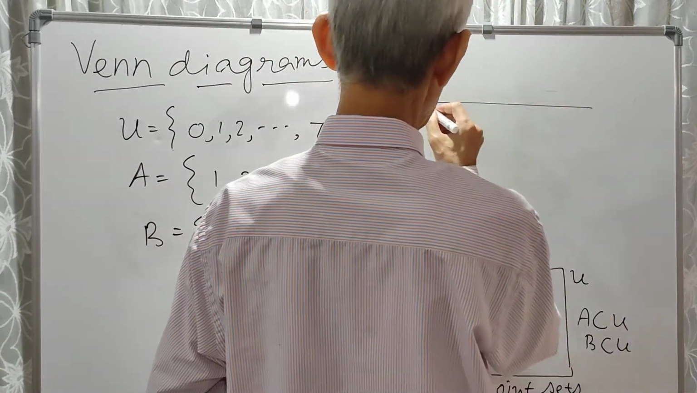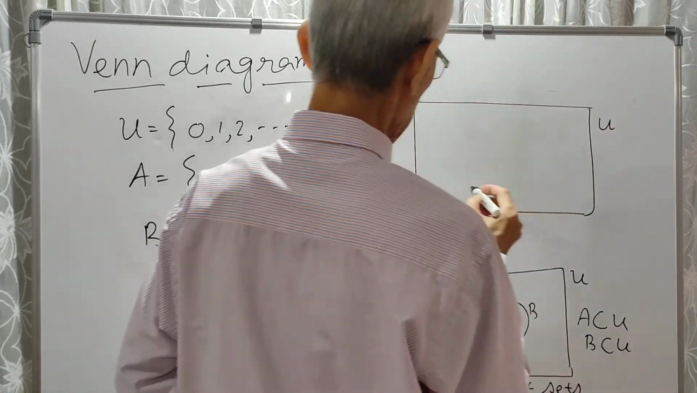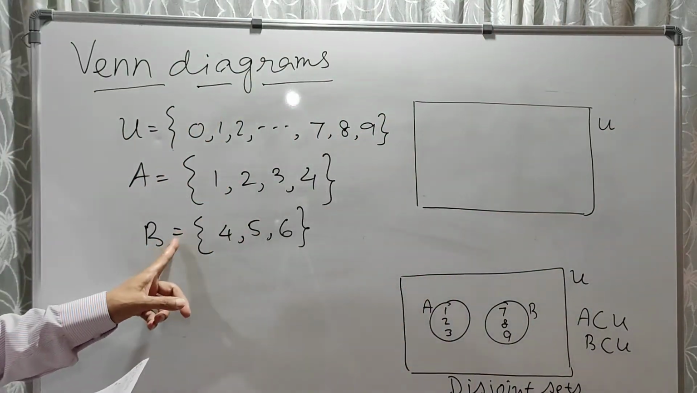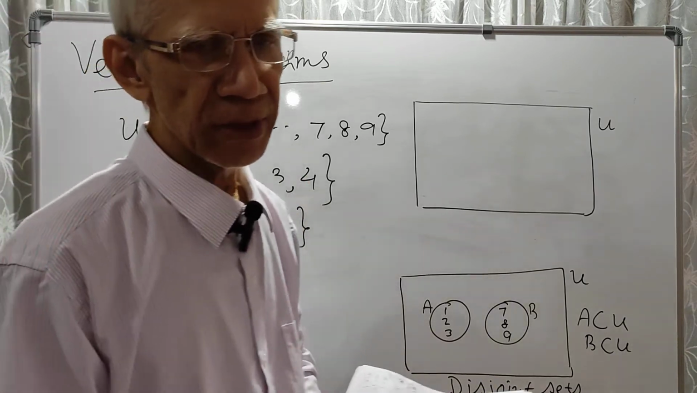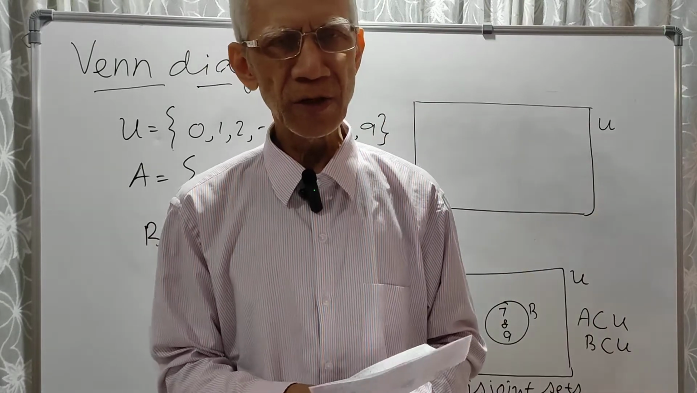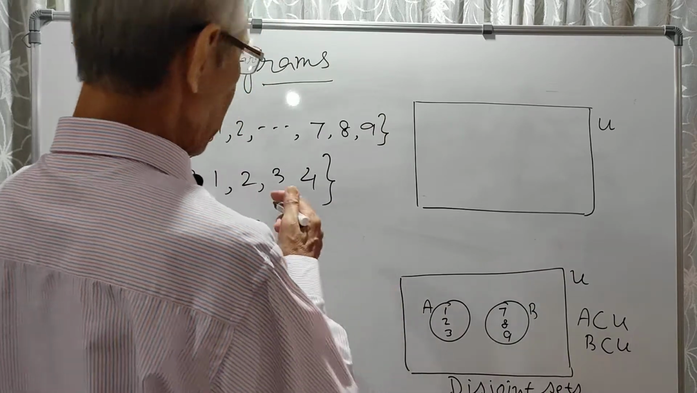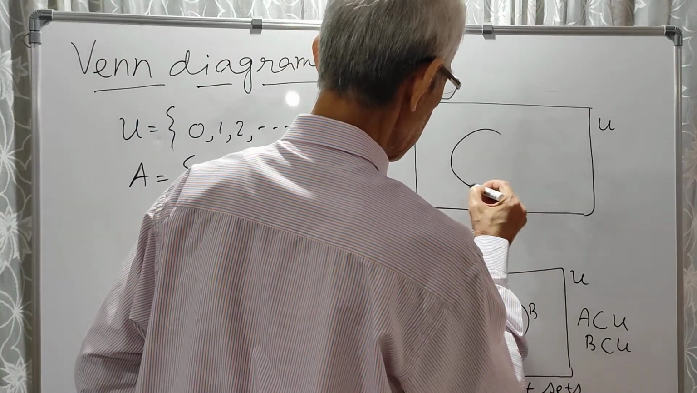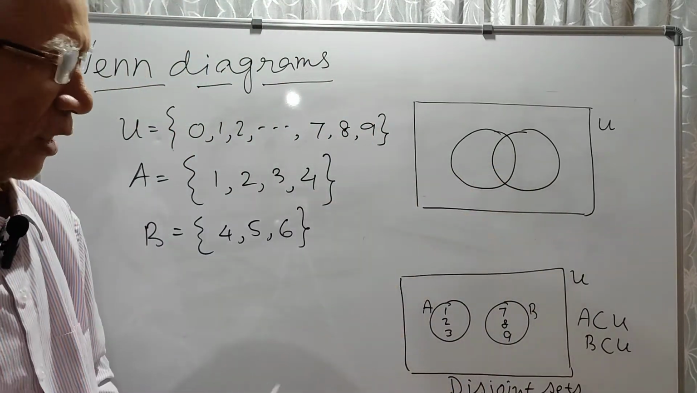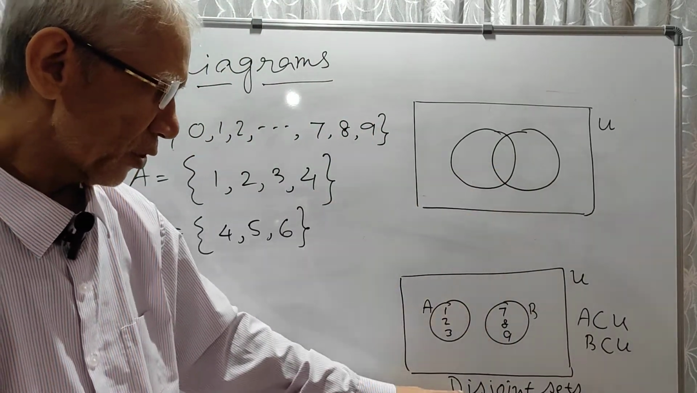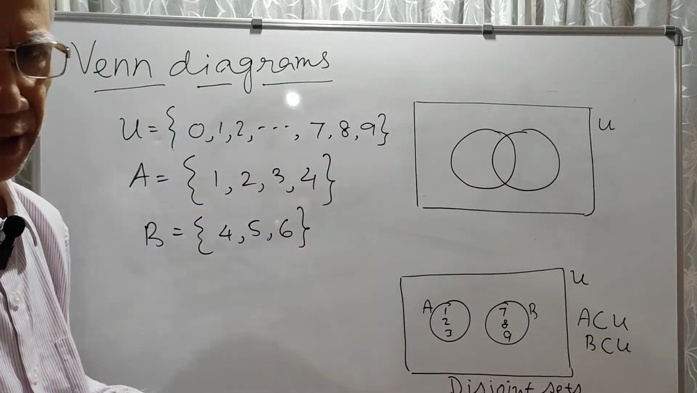So again, that rectangle means the universal set U. Then these two are intersecting sets. Why are they called intersecting sets? Because they have at least one element common. The definition of intersecting sets: two sets are said to be intersecting if they have at least one element common. So the intersecting sets will be drawn this way. These two circles are not intersecting, so they represent disjoint sets. Now these two circles are intersecting, so they represent intersecting sets.